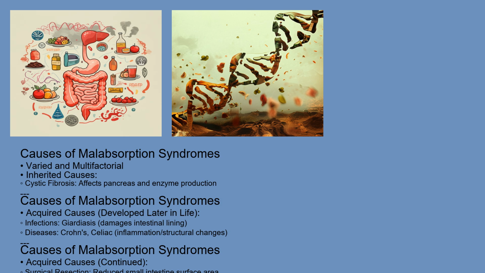So, what causes these malabsorption syndromes? The causes are incredibly varied. Some are inherited, like cystic fibrosis, which affects the pancreas and hinders enzyme production necessary for digestion. Others are acquired, meaning they develop later in life. These can include infections like giardiasis, which damages the intestinal lining, diseases like Crohn's disease and celiac disease that cause inflammation and structural changes in the gut, or even surgical procedures that remove parts of the small intestine, reducing the surface area available for absorption.